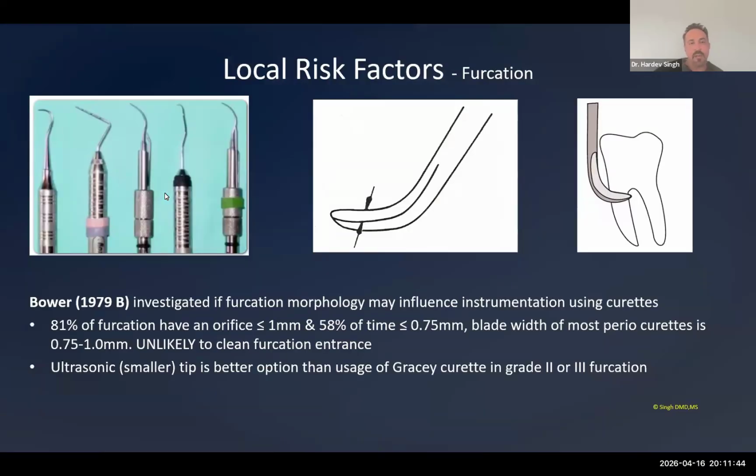So right here, another study was done. Why is it important to use a very narrow slim tip? Well, the reason is very simple. It's because the width of the furcation is actually less than a millimeter, and our curettes are bigger than a millimeter. And so you want to use something that is extremely narrow. So if you're just scaling with a hand instrument and you're not using a slim tip in this area, you're not really doing anything because it's very, very thin and narrow.